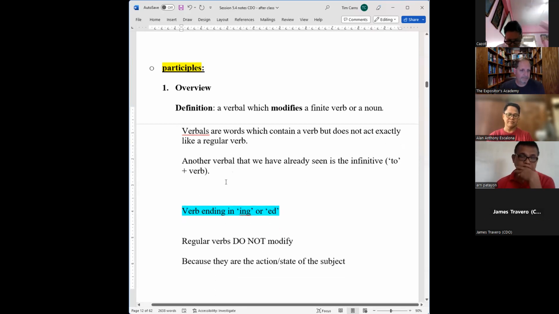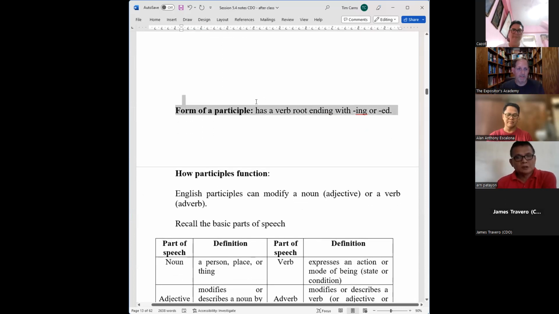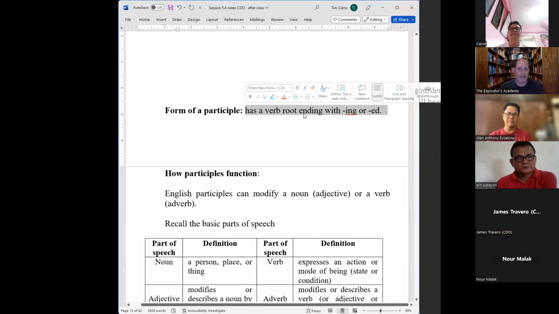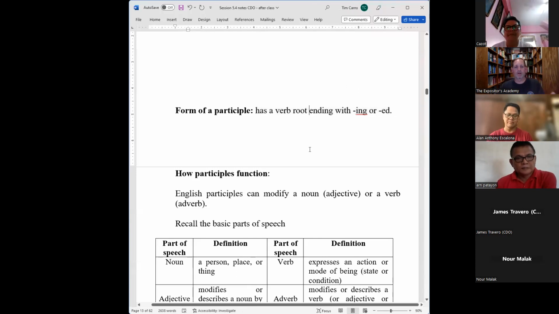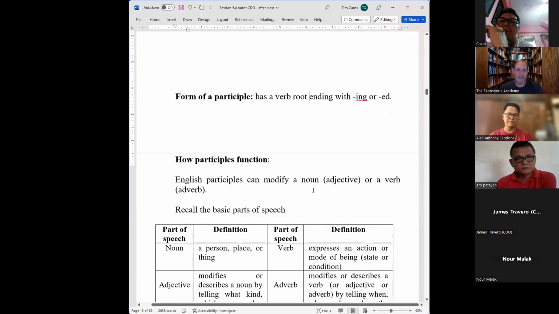Okay, let's look at them again. It's the form of the participle. It has a verb root. That means it's a verb with an ending in -ing or -ed. Okay, now how do participles function?